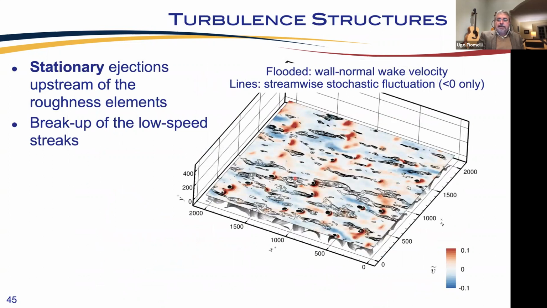The way that this destabilization occurs is through the wake field, essentially. This is a contour of the wall normal wake velocity. So this is the stationary spatial variation of the time average velocity. And the lines show the low speed streaks, essentially. So you see that those red regions, those are jets, basically ejections that are due to the presence of a roughness element.